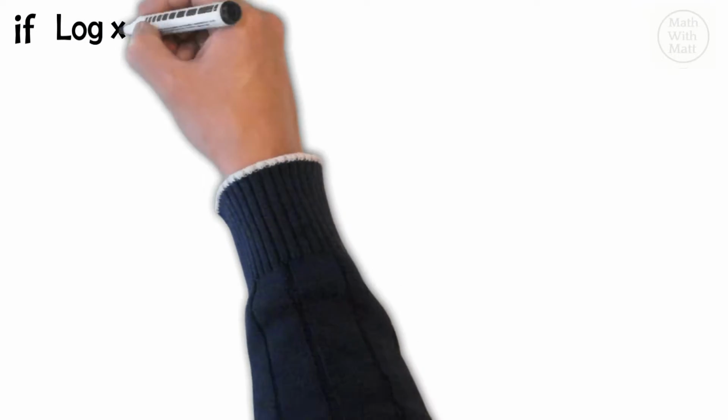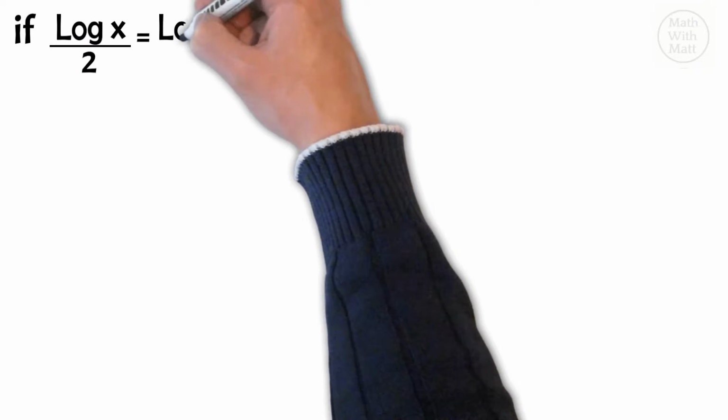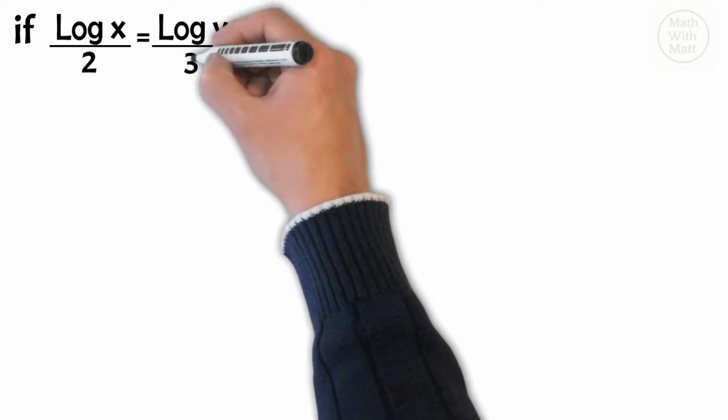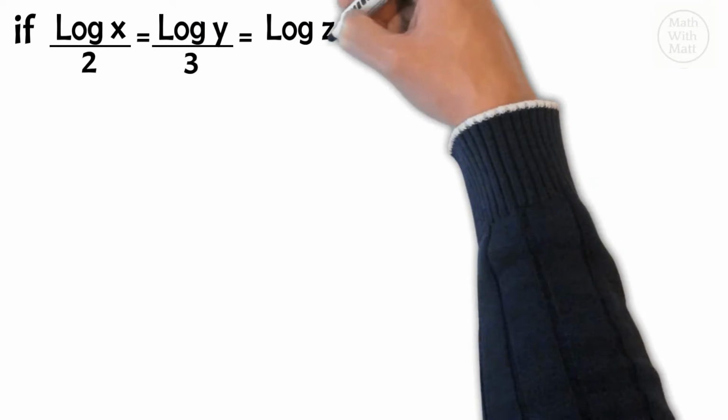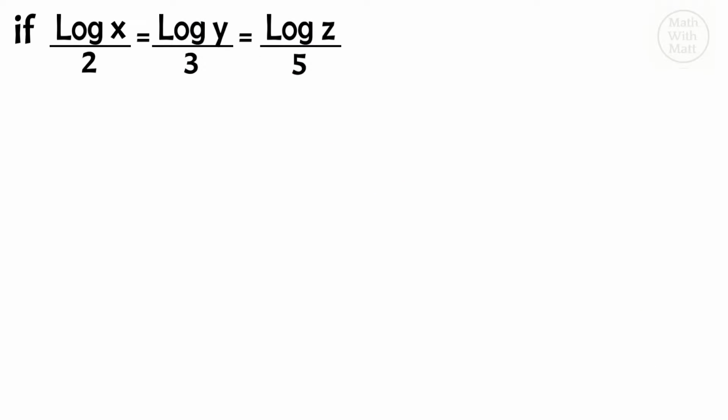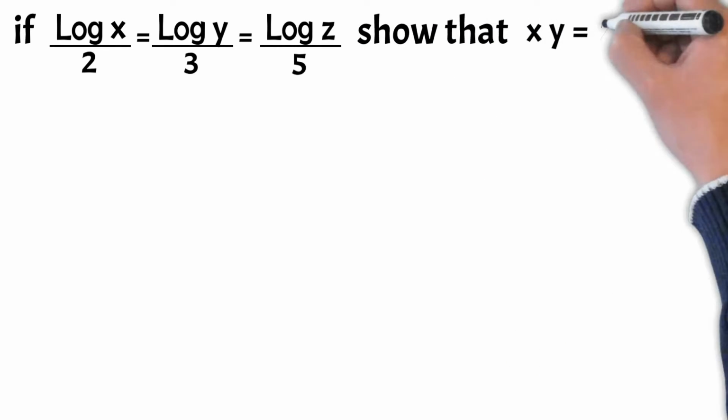The next one is a really interesting question. If log of x upon 2 equals log y upon 3 equals log z upon 5, then this question seems already familiar to the previous one. But wait, the question isn't finished yet. In this question we need to prove x times y equals z.